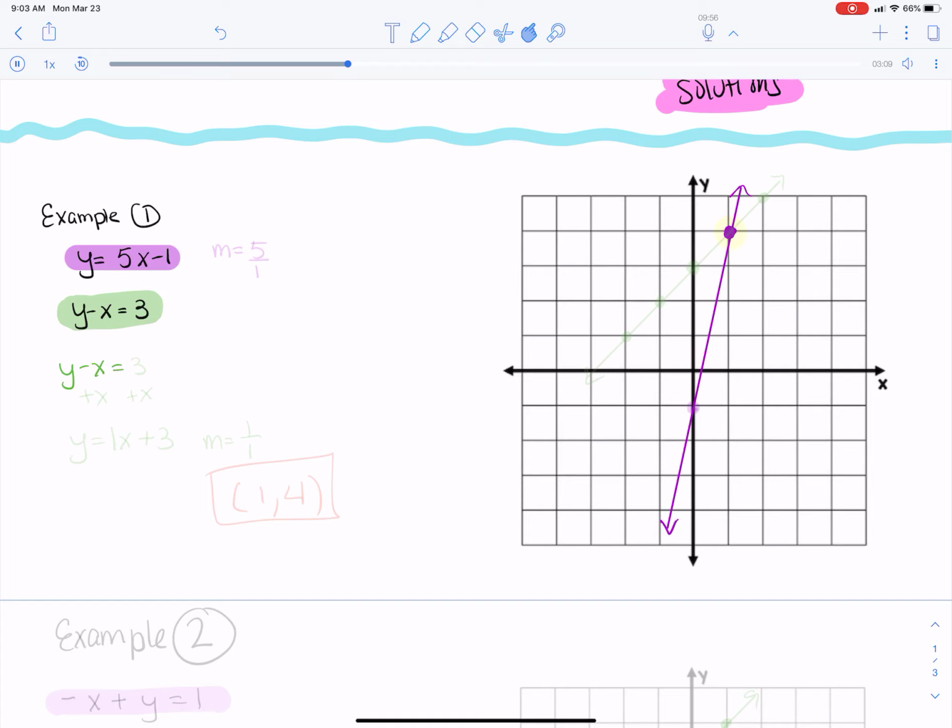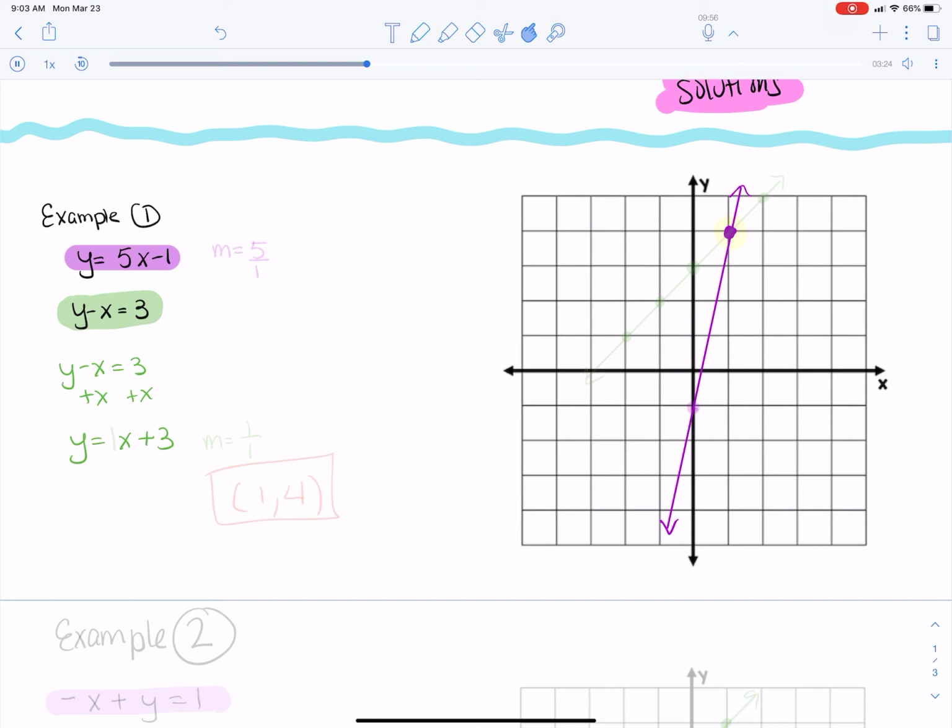Y minus x equals 3. And the only thing we have to do is to get y by itself, I'm going to add x to both sides. So you get y equals x plus 3. So now both of our equations are in slope-intercept form, so we can start graphing them.